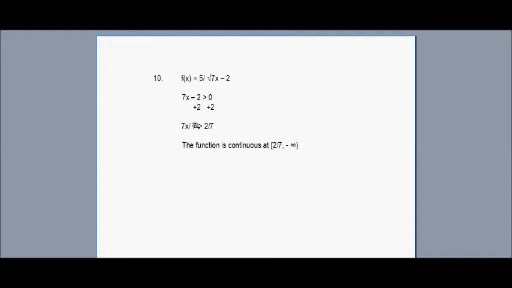Of course, 7 over 7 is greater than 2 over 7, because 7 over 7 is 1, and 2 over 7 is a fraction, basically a part of 1, a part of a whole. And since it's less than that, any number that's less than 2 over 7 is going to be discontinuous. So you start from 2 over 7, and then you go on to infinity, and that's basically where I found the function is continuous.